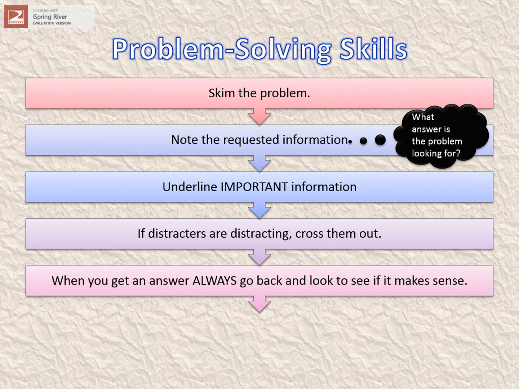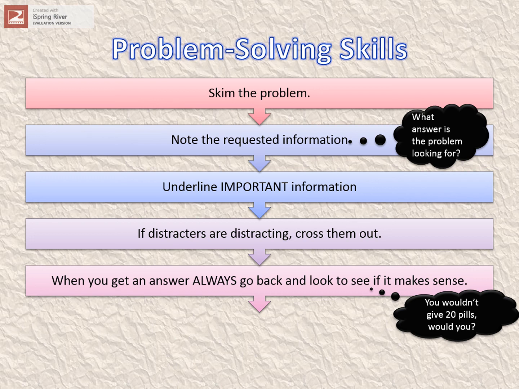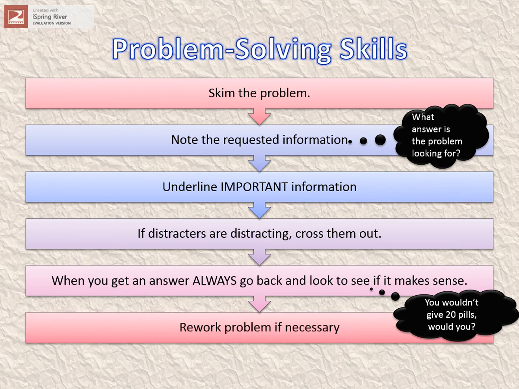That's not a problem. When you get an answer, always go back and look to see if it makes sense. Okay? For example, you wouldn't give 20 pills, would you? So if your answer is 20 pills, go back and look at that and say, okay, that doesn't make sense. I wouldn't give 20 of the same pill. Maybe I've got a decimal in the wrong place or something like that. And then, of course, rework the problem if necessary. Never, never, never feel bad that you had to go back and do the problem over again.